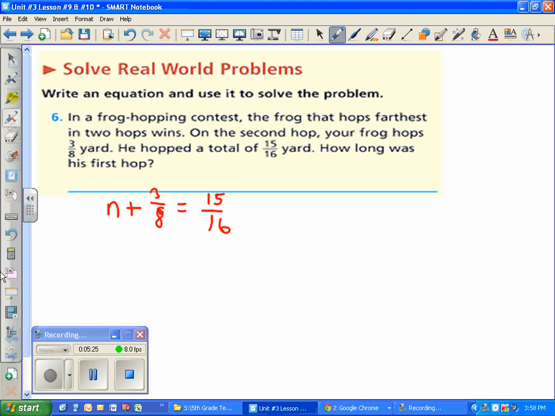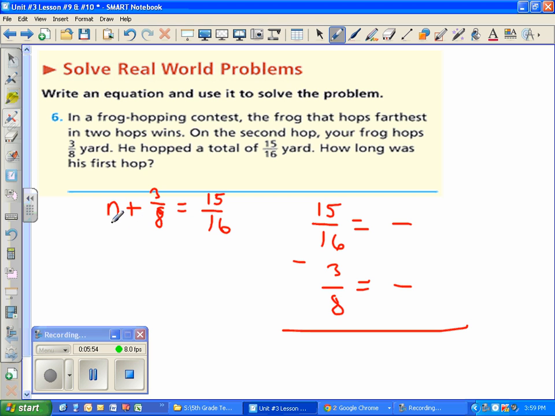n plus 3/8 equals 15 over 16. And then we'd have to solve it for n. A number plus 3/8 equals 15 over 16. Now, the opposite of addition would be subtraction. So if you took 15 over 16 and subtracted 3/8 from it, we could figure out what n would have to equal.